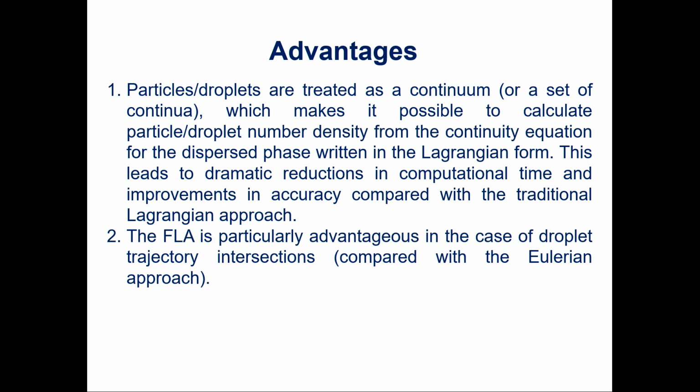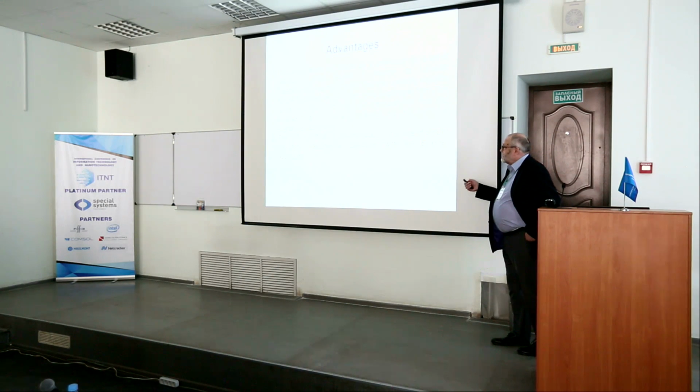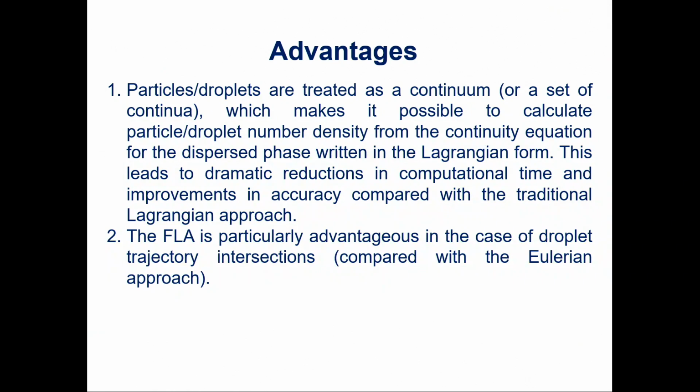First of all, the particle or droplets are treated as a continuum or a set of continua, and it makes it possible to calculate particle or droplet number density from the continuity equation for the dispersed phase written in the Lagrangian form. This leads to a dramatic reduction in computational time and improvement in accuracy compared with the traditional Lagrangian approach. And then this approach has a clear advantage in the case of trajectory intersections, but this is compared with the Eulerian approach, because this advantage does not apply compared with the conventional Lagrangian approach.